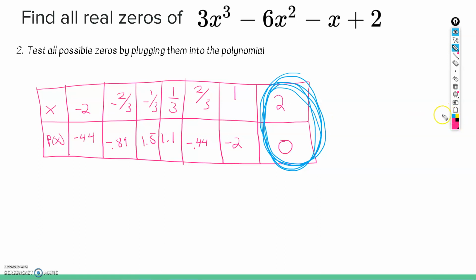So, depending on how lucky you get, the last x you test may be your 0. In other words, we've gone through 7 tests, and we found it on the last one. So in this case, we have figured out that x equals 2 is 0. So we found our first 0. It's x equals 2. Okay, in the next step, we're going to figure out what we do with this.